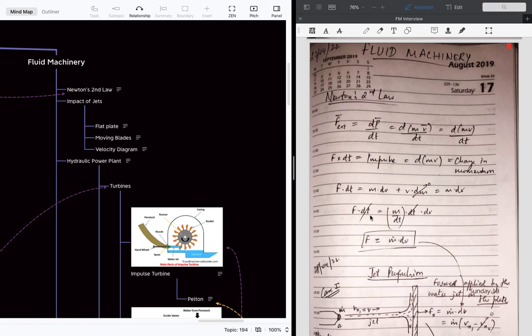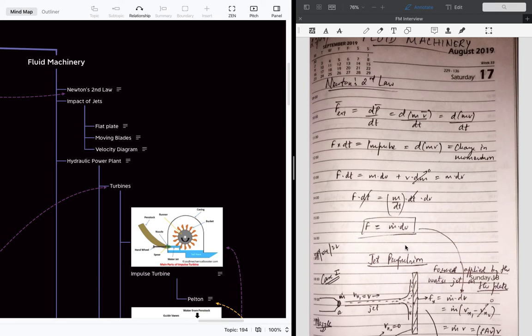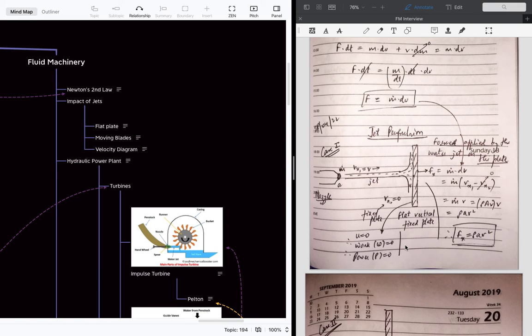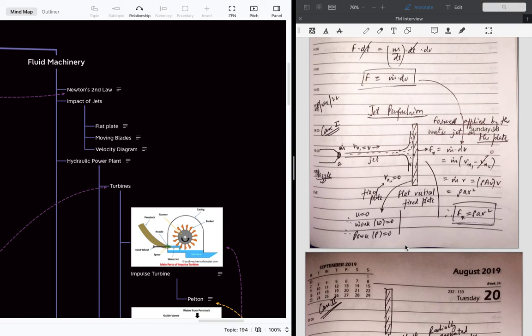When we divide by dt on both sides, we get an expression in which force is equal to mass flow rate times the change in velocity. This is what we are going to use in the next section, which is basically jet propulsion, or we are discussing the impact of jet on a fixed plate.